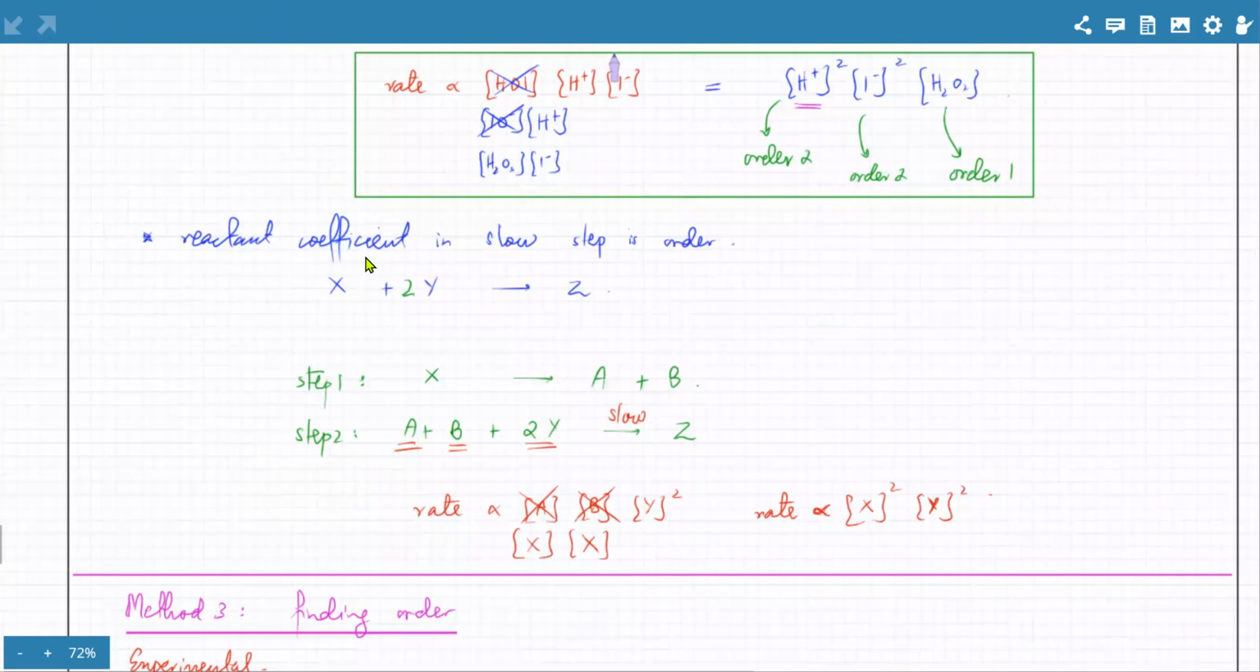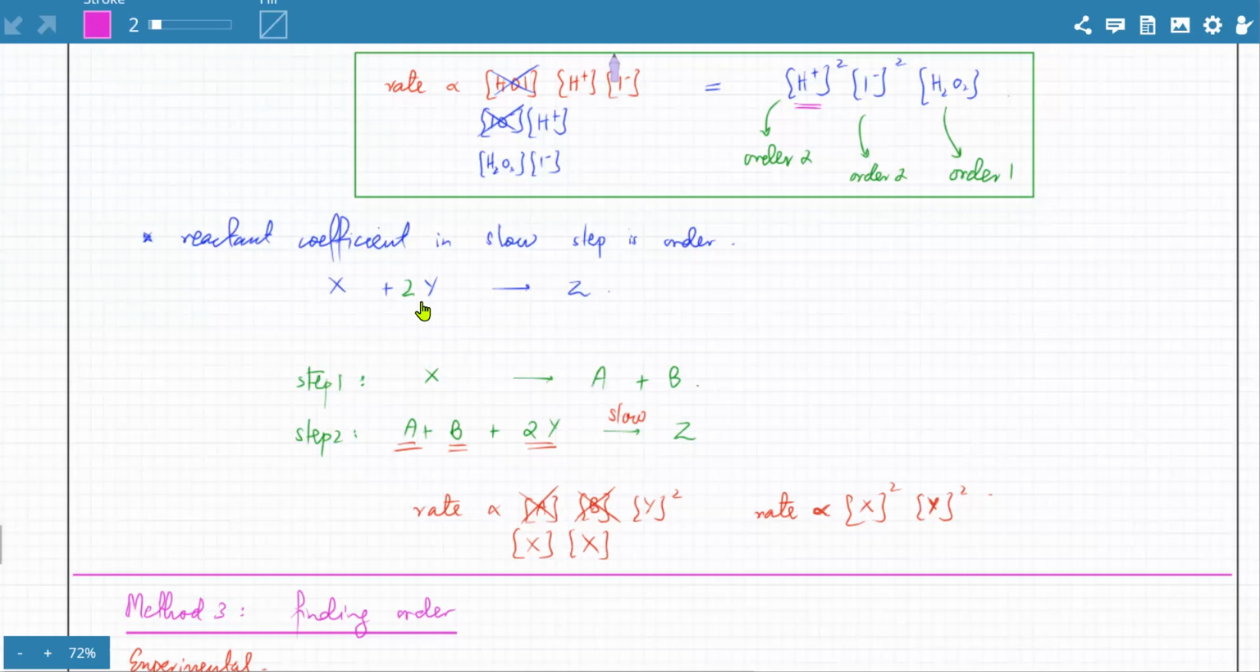I told you that the reactant coefficient is the moles, right? Here this is 2, so that's the coefficient, the moles in the equation. So the reactant coefficient in the slow step is the order of the reaction. If this had been a single step reaction, the order for this would have been 2 and the order for this would have been 1. So if it had been a single step reaction, then the total moles would have been equal to the order of the reaction. Like y would be raised to the power 2.